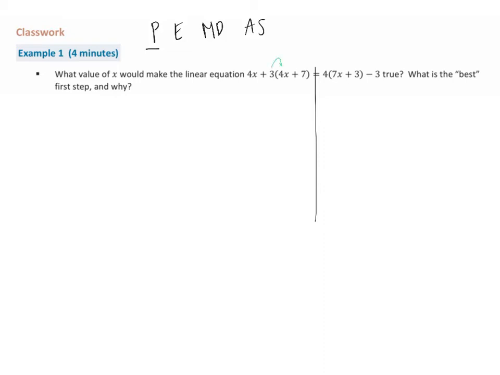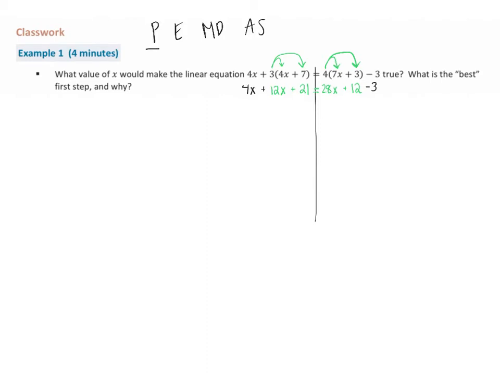So I'm going to take this 3, multiply it by my 4x, and by my 7. And I'm going to take this 4, multiply it by my 7x, and my 3. And everything else in my problem is going to stay the same. So 3 times 4x is 12x's. Keep my plus sign. 3 times 7 is 21. On the side, 4 times 7x is 28x. Keep my plus sign. And 4 times 3 is 12. Everything else in the problem stays the same.